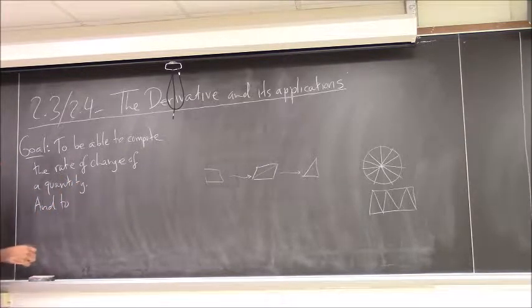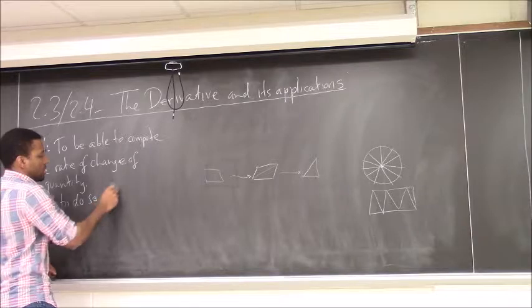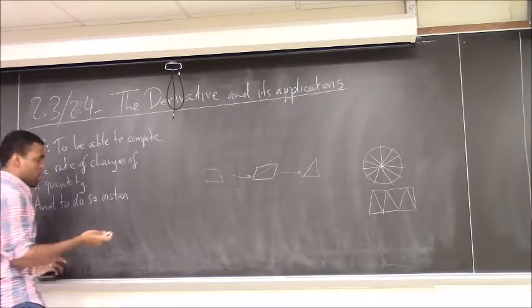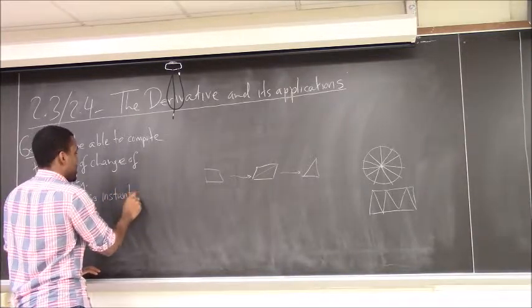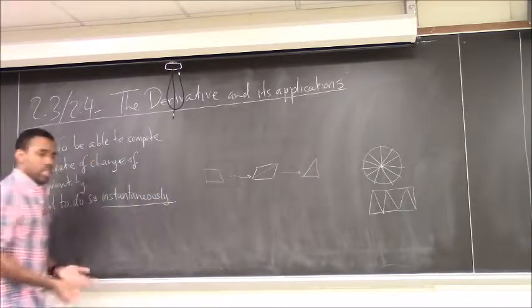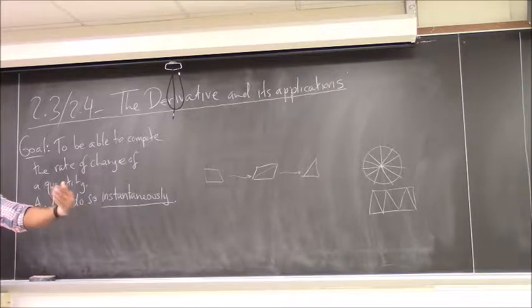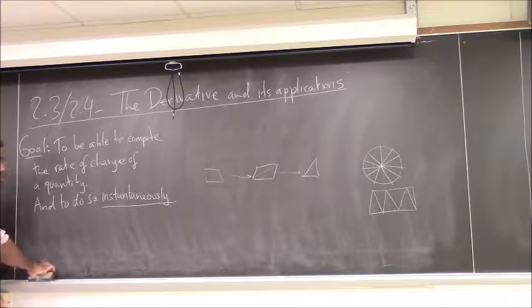And we want to do that in a context that we haven't really been able to do it before. We want to be able to do so, as the phrase would say, instantaneously. So there is a rate of change that we already know about. That's called the average rate of change. It tells you how something is changing over some large interval of time.